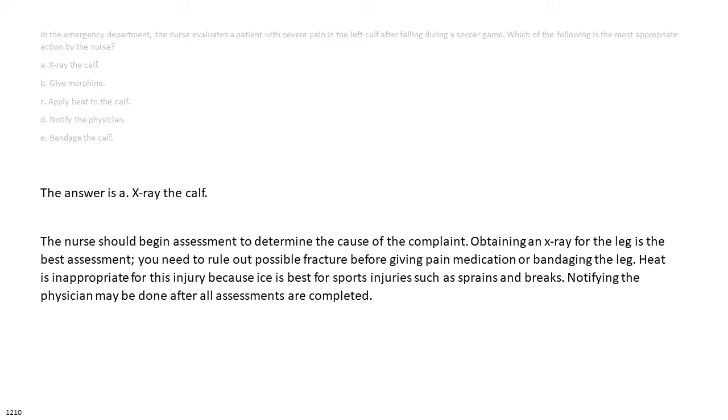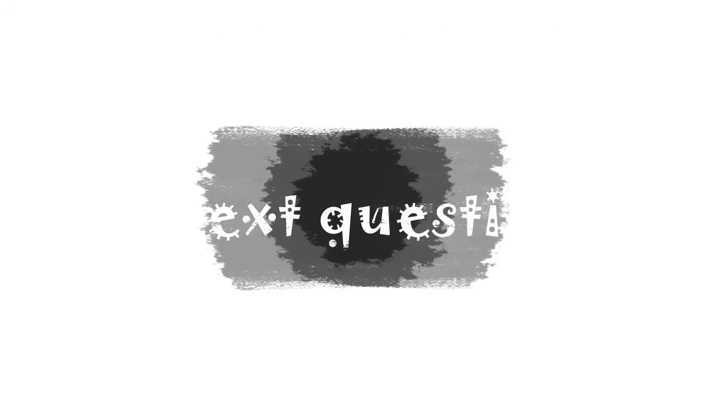The nurse should begin assessment to determine the cause of the complaint. Obtaining an X-ray for the leg is the best assessment. You need to rule out possible fracture before giving pain medication or bandaging the leg. Heat is inappropriate for this injury because ice is best for sports injuries such as sprains and breaks. Notifying the physician may be done after all assessments are completed.